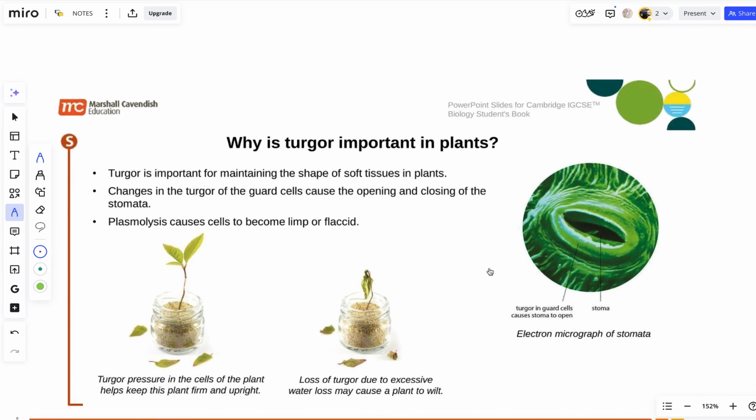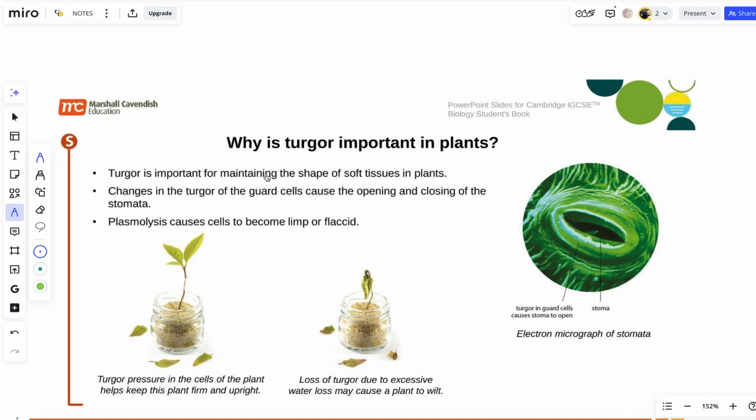So both turgidity and flaccidity are not good. We need equal water concentration. So turgor is important for maintaining the shape of soft tissue in plants. Tissues that are soft need turgor. Turgor makes them firm. Plants are designed to be soft, they need a lot of water to go into them to keep that softness.